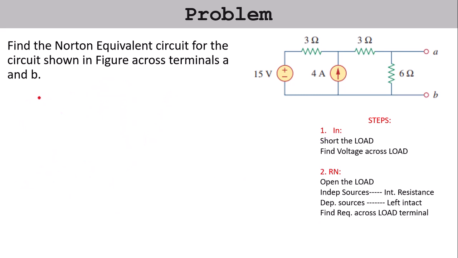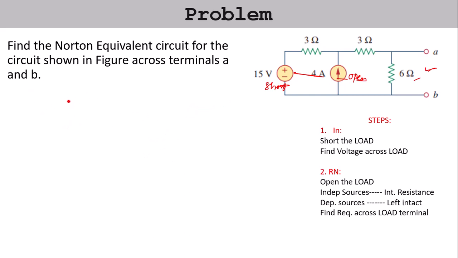Now is the time to find the R Norton value. So R Norton is easy. We have to open the load, that is already open, we have to open the current source also, and we have to short the voltage source as well. So our circuit would be something like this. Let us remove the extra lines and all.